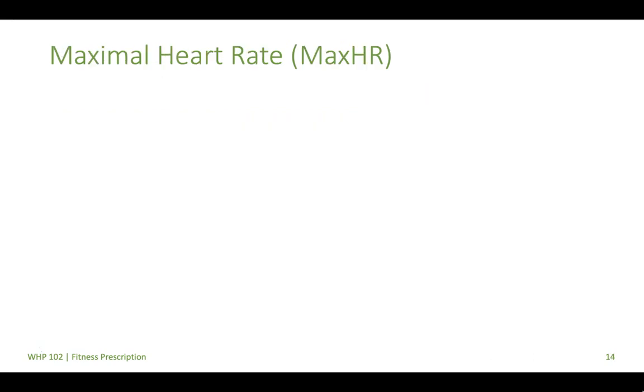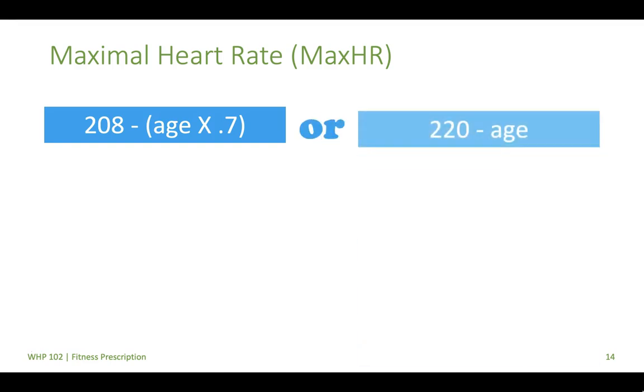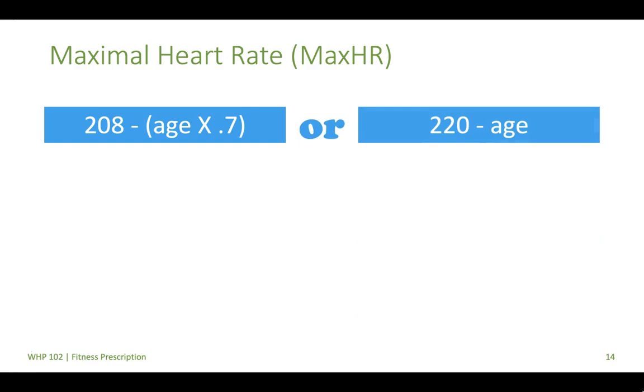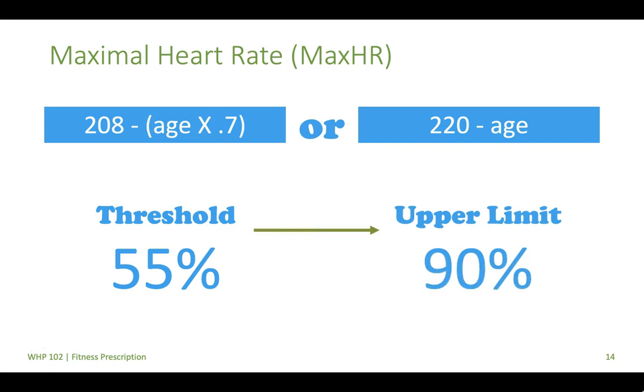We already estimated our maximal heart rate by using the more accurate method of multiplying your age by 0.7 and then subtracting that value from 208. You can also use the simple method of subtracting your age from 220. With maximal heart rate, you would determine your target heart rate zone by simply multiplying maximal heart rate by 0.55 to determine your threshold and by 0.90 to determine your upper limit. For weight management, you will want to stay somewhere around 55% to 69% of maximal heart rate.